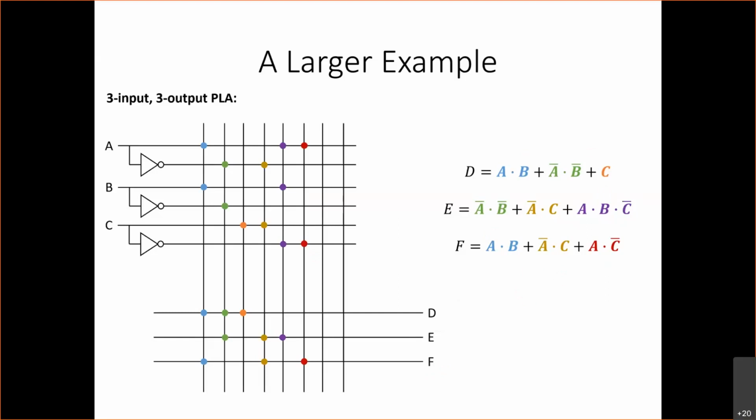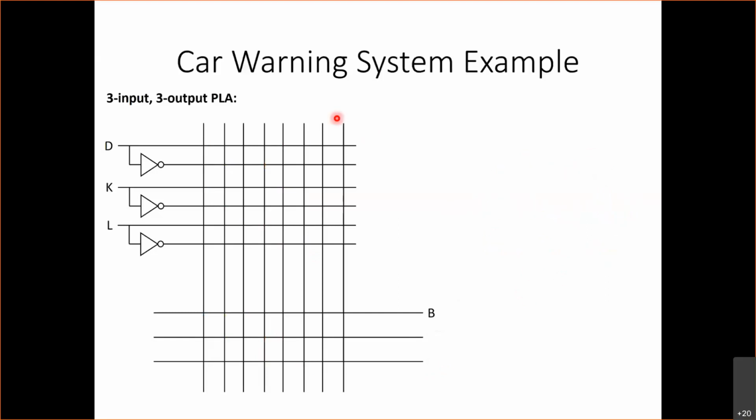All right, I'll do a final example, which was our running example, the car warning system. If you remember, the equation for that was B equals D and K, or not K and L. So the way we would do that is we would have a line for D and K, and we would pass that to the OR gate for B. And then we have not K and L, so we would have over here not K and L, and we would program a connection over here to pass that to B. By doing that, we can use a PLA to implement the circuit over here.